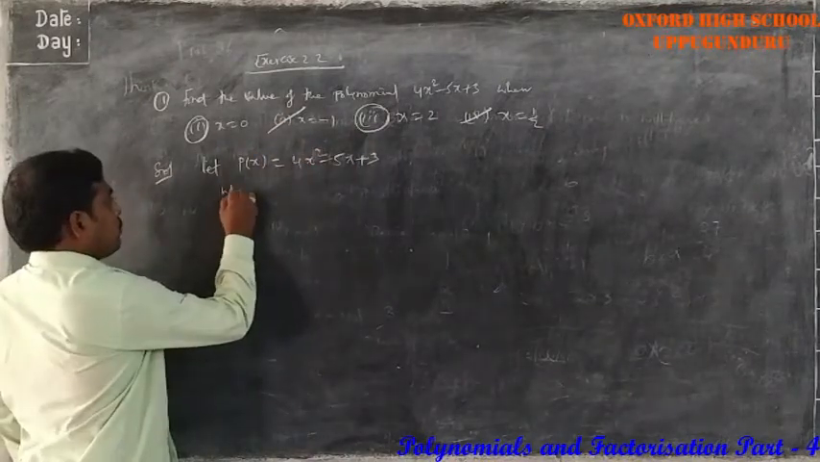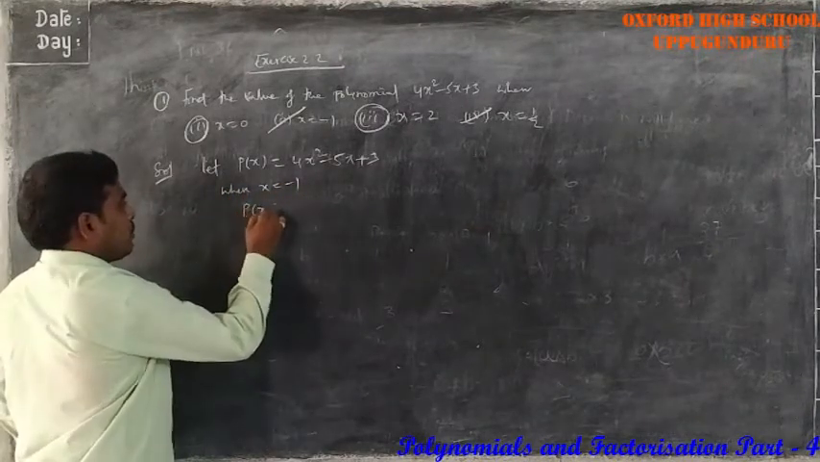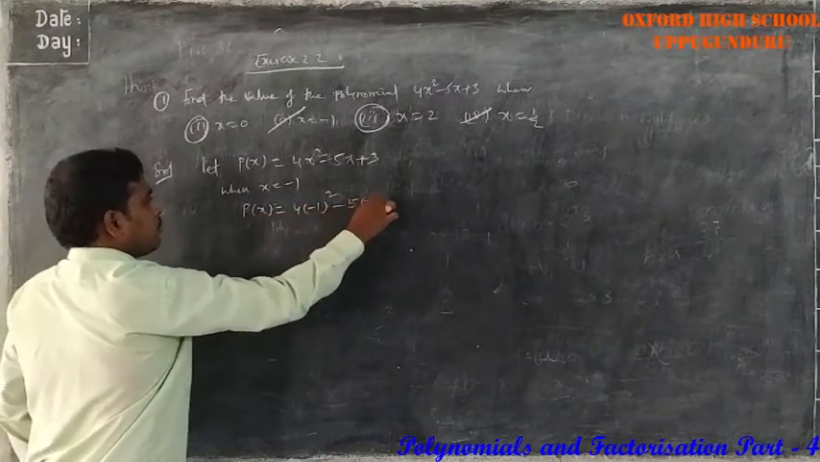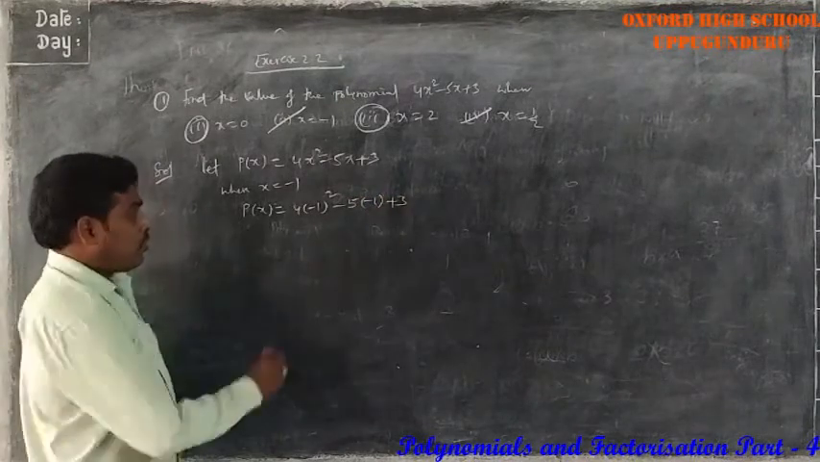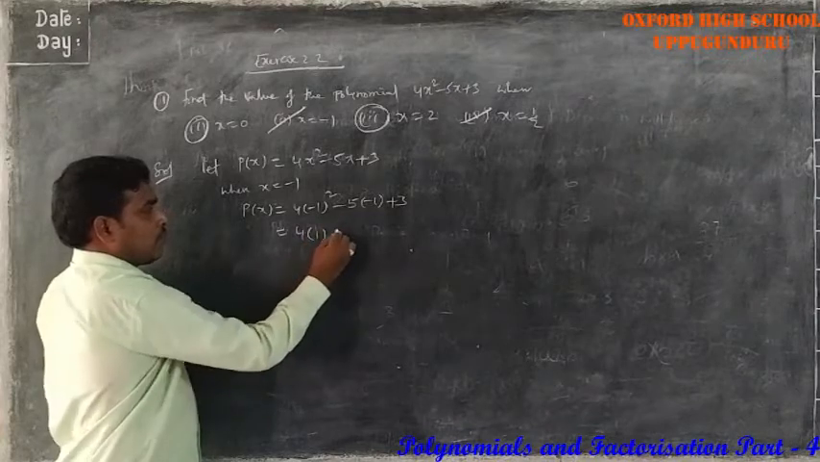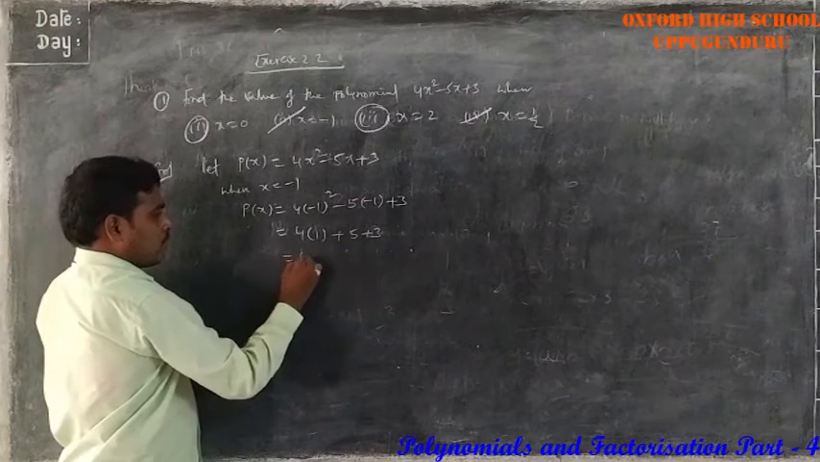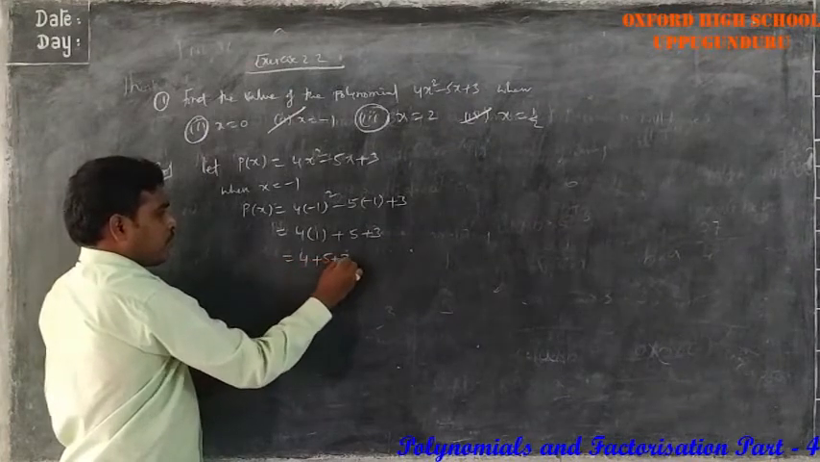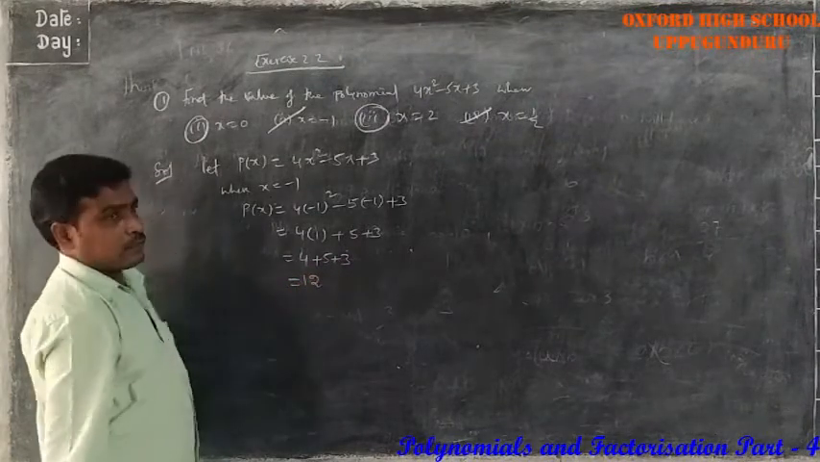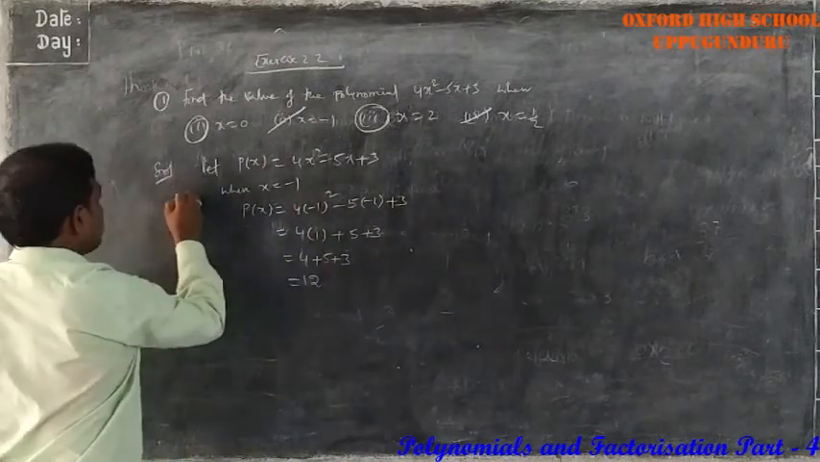So when x equal to minus 1, p of x equal to 4 into minus 1 whole square minus 5 into minus 1 plus 3. Minus 1 whole square is positive, so 4 into 1, minus into minus plus, 5 plus 3. 4 ones are 4 plus 5 plus 3. 4 plus 5 is 9, 9 plus 3 is 12. Next, this is the second one.